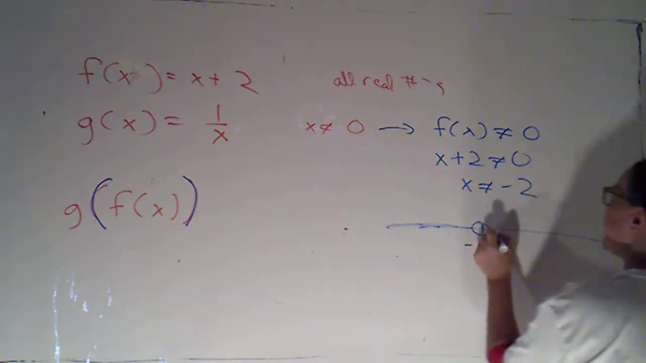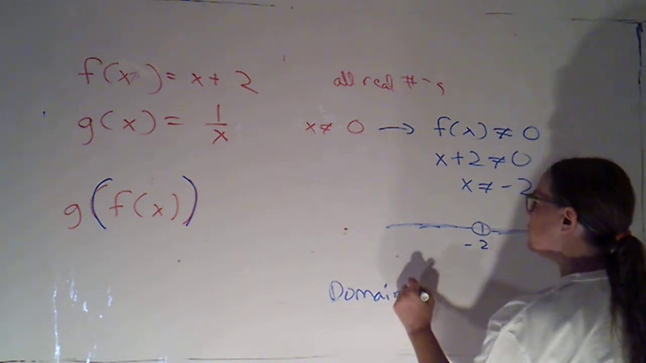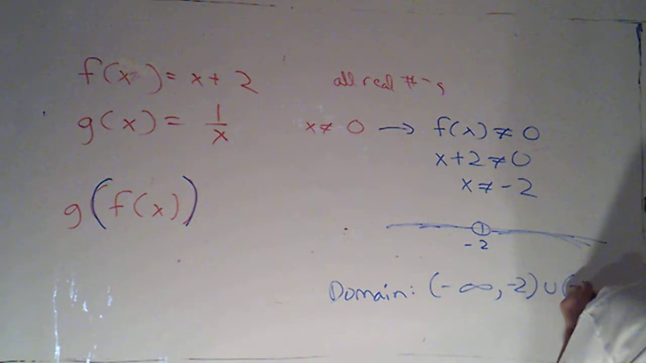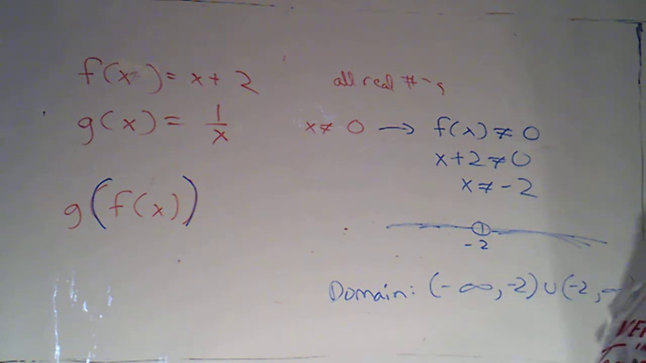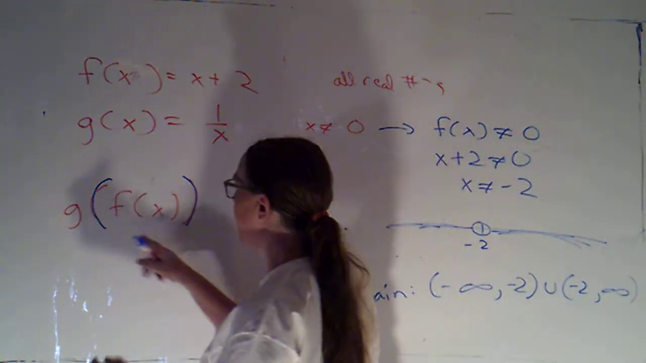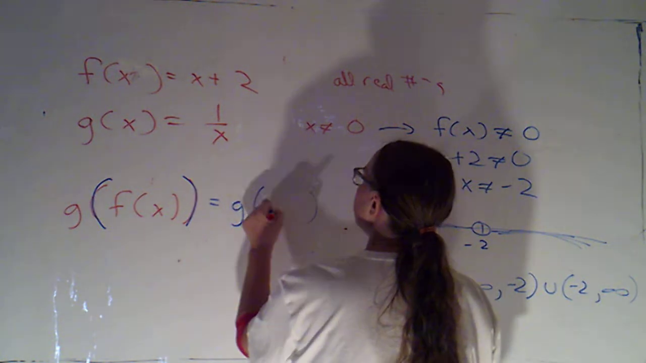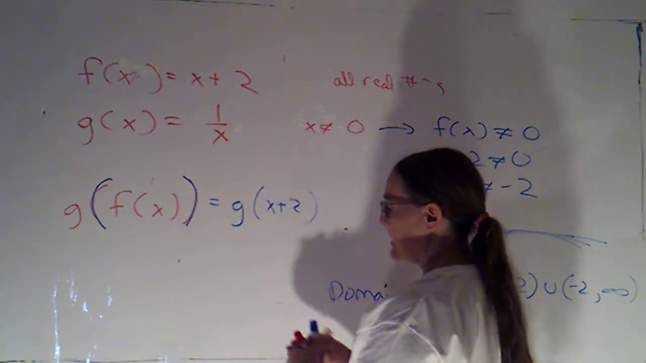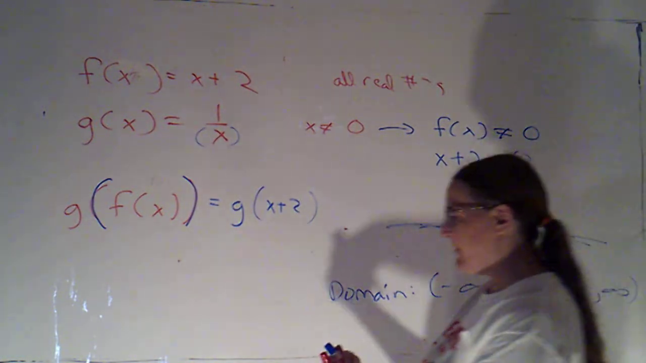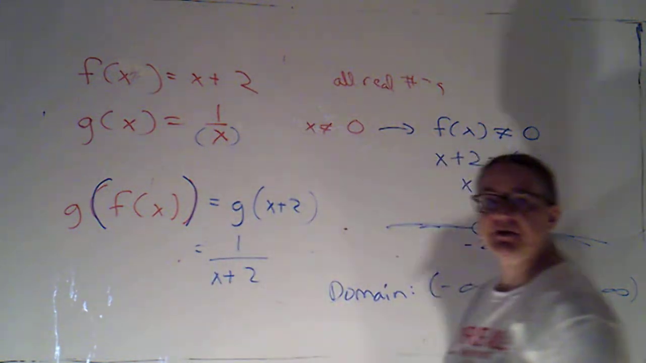Now I know that means my domain is going to be a union of 2 intervals, from negative infinity to negative 2, union negative 2 to infinity. Now, if I take a look at g of f of x, that would be g of x plus 2. Now, the g function just tells me to take the reciprocal of my input, and so that would just be the reciprocal of x plus 2.